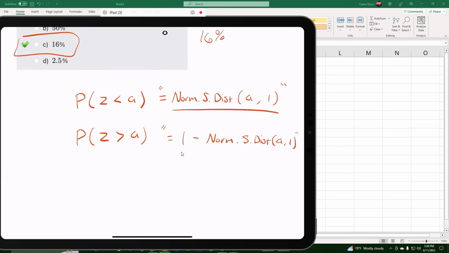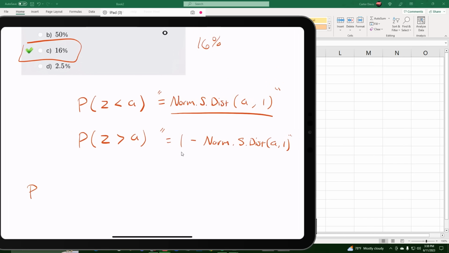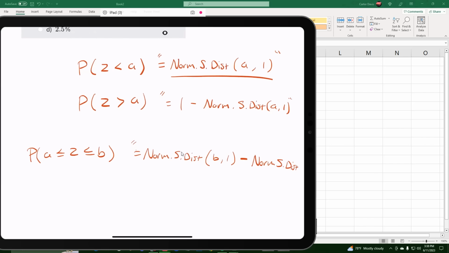Okay. Now the tricky one, we'll talk about it when we get there, is sometimes they'll give you two values, like a is less than or equal to z is less than or equal to b. So that's the probability between two z-scores. I'll go ahead and do it here. Let's do equals Norm.S.Dist of b, comma 1. You find the second one first, and then you subtract Norm.S.Dist of the a, comma 1.